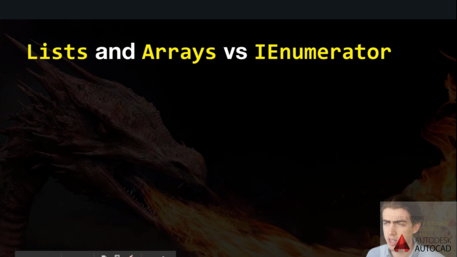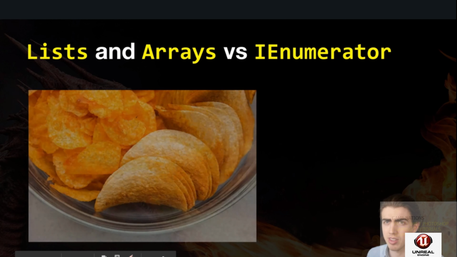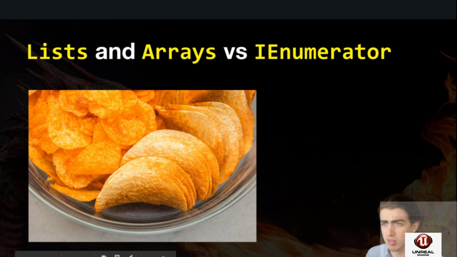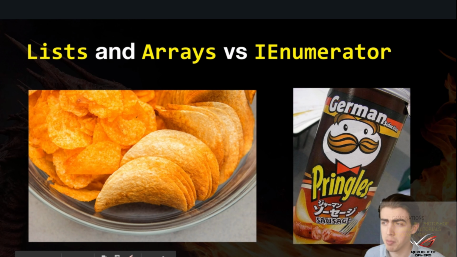You've seen enumerators probably in the context of coroutines before, but we're going to be using them differently. The way we're going to be using them is more like lists and arrays. Now, if lists and arrays were Pringles, then lists and arrays would be Pringles in a bowl, where you can pick any Pringle that you want from the bowl of Pringles. On the other hand, the Pringles in a tube are like an enumerator. You can only take the topmost Pringle at any given time.